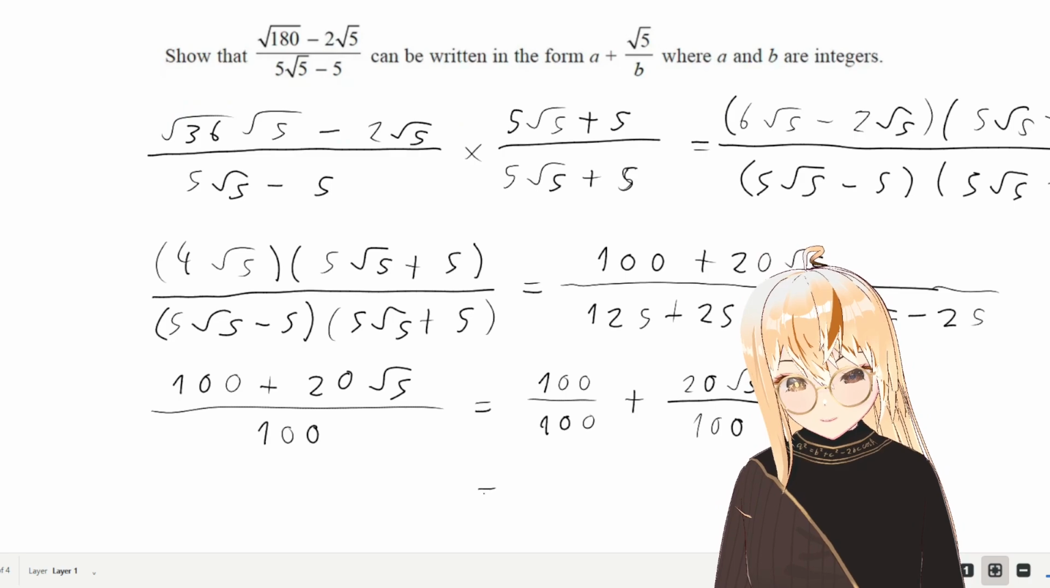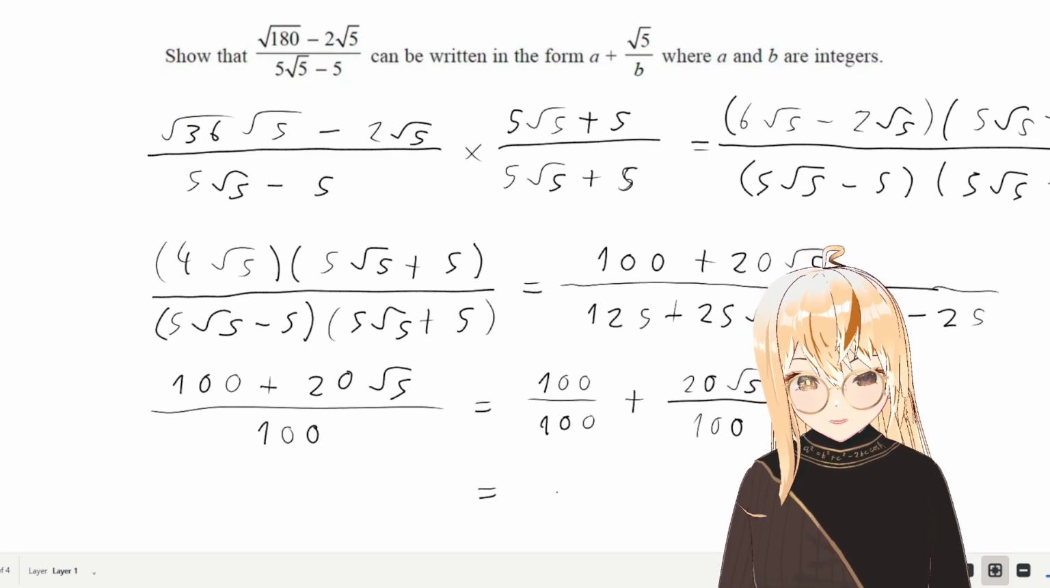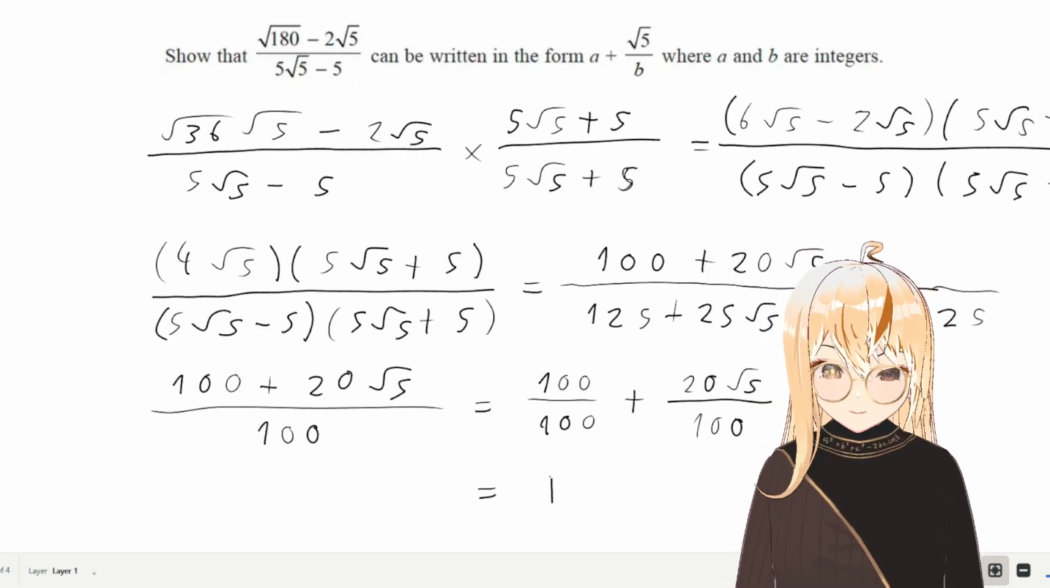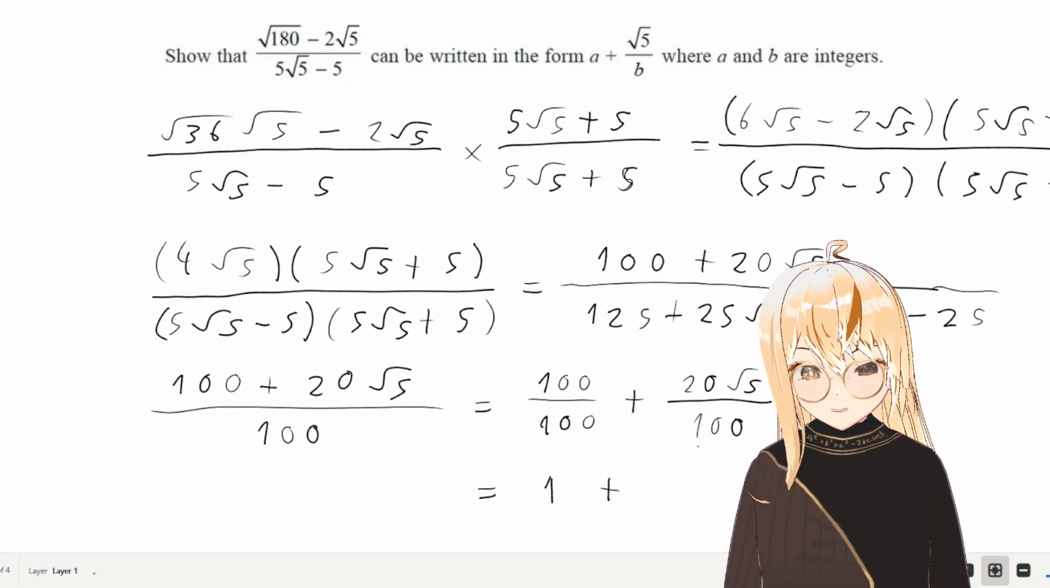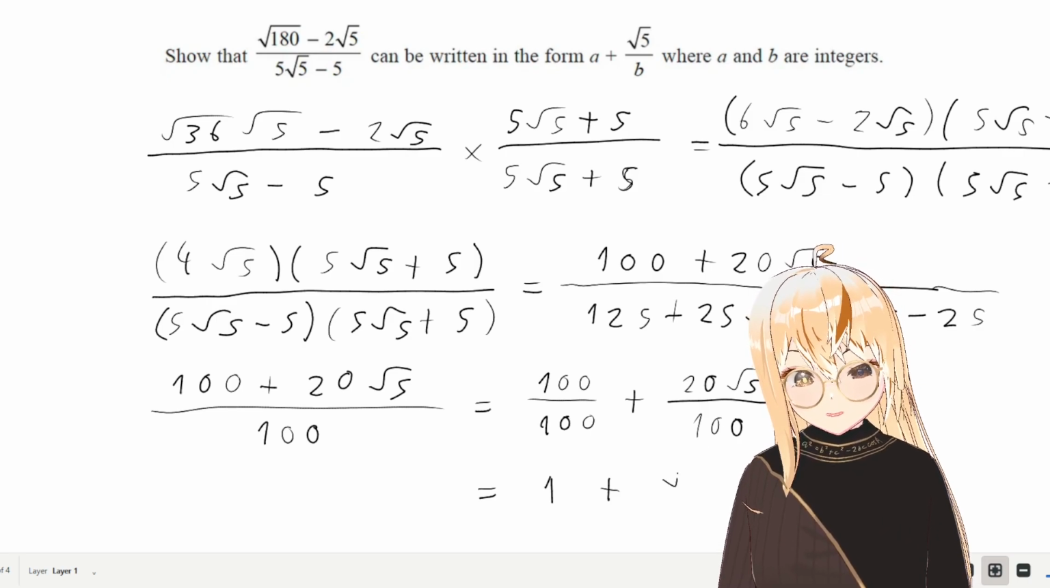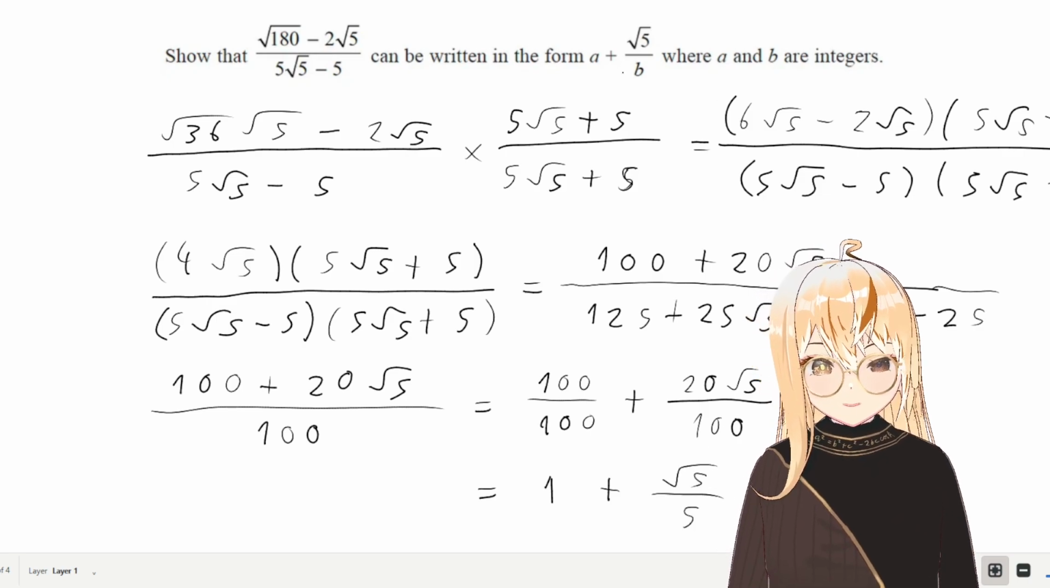You just simplify this further, one last step. 100 over 100 is just 1. The top and the bottom, by 20 you get root 5 over 5, which is in the correct form.